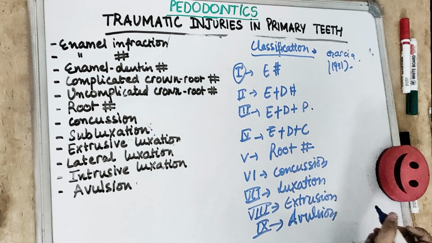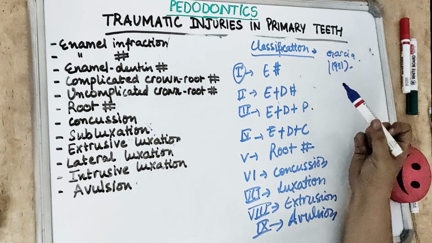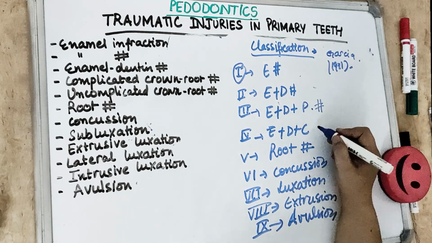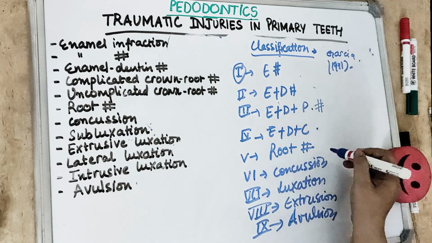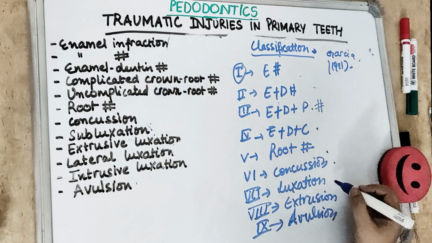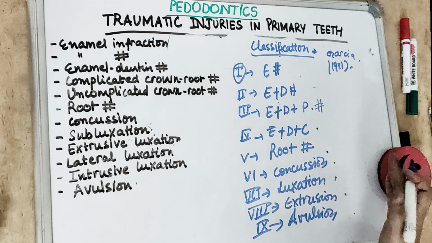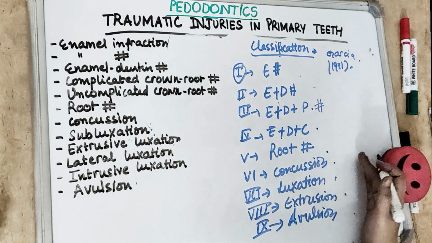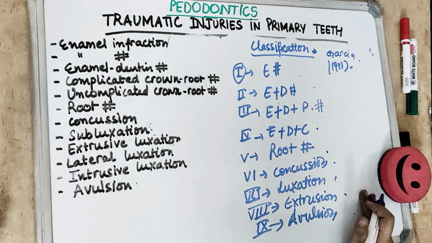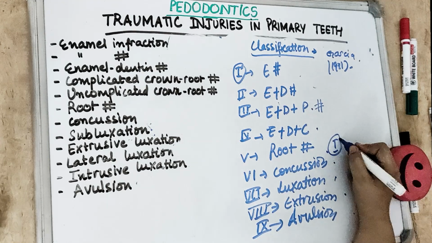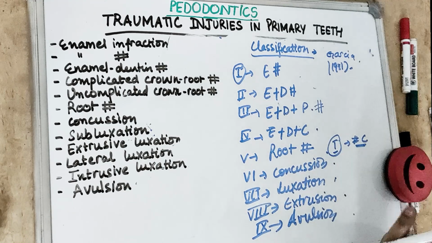Let's go through it again. Class 1 is the enamel fracture. Class 2 is the enamel and dentin fracture. Class 3 is the enamel, dentin and pulp fracture. And class 4 is when the enamel, dentin and cementum is involved. 5 is the root fracture. 6 is the concussion. 7 is the luxation. 8 extrusion and 9th avulsion. Also there are other classifications. There is a modification of Ellis classification by MacDonald and Avery. Now this classification is class 1 when there is simple fracture of the crown with little or no dentin involved.